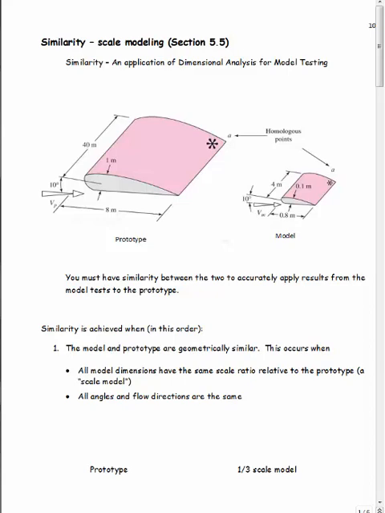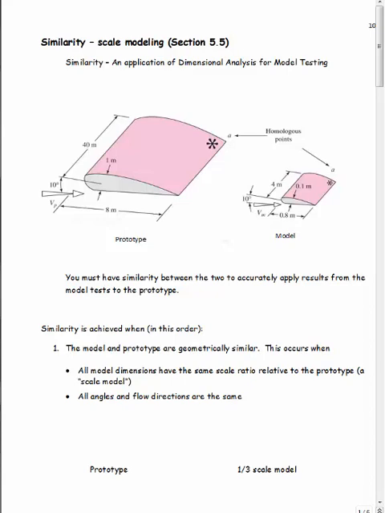To achieve similarity, first thing you got to do is make the model look just like the prototype. The prototype is what you're trying to find information out about, so that might be the actual wing you're trying to design. The model is what you're going to test and get some information, and try to apply that to the prototype. So the first thing you got to do is get the model and the prototype geometrically similar. And to get it geometrically similar, you just make it look alike, but one is small.